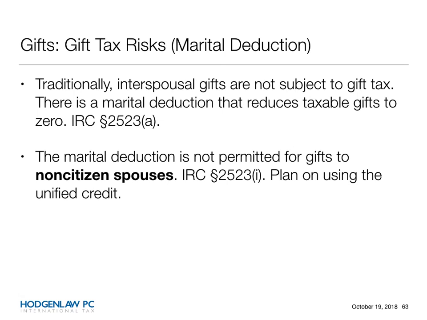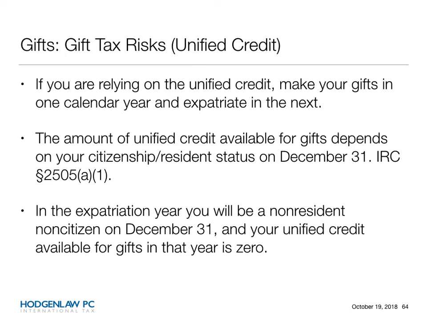The first one is that the marital deduction for gifts in the gift tax rules does not apply to non-citizen spouses. So if you're making a gift to a non-citizen spouse, you're going to have to use the unified credit. The second thing is you have a gift tax risk for the unified credit. The critical thing is that the unified credit that you're entitled to is the value that you're allowed on December 31 of a particular tax year. If you expatriate in that tax year, your unified credit available is 0. So if you make a gift in the year that you expatriate, you have no unified credit to absorb any gift tax liability. So the moral of that story is if you are going to use the unified credit, give money, file a gift tax return using the unified credit in year 1, expatriate in year 2.